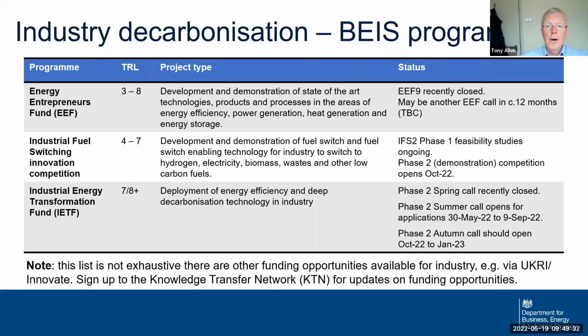A program that runs in my area, the Industrial Fuel Switching Innovation Competition, takes projects starting at TRLs in the range 4 to 7. This is all about the development and demonstration of fuel switching and fuel switching enabling technologies for industry to switch to hydrogen, electricity, or biomass, waste, or another similar low carbon fuels.